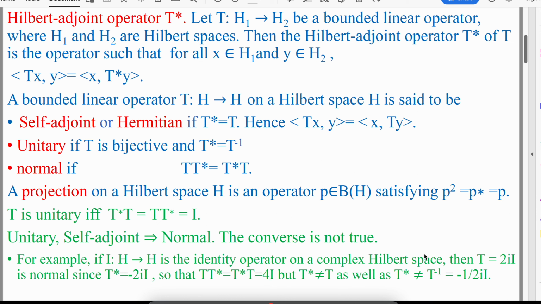But T star is not equal to T. Also T star is not equal to T inverse. T inverse means minus 1 by 2 iota I. If you calculate T star, it will be minus 1 upon 2 iota I. So T star is not equal to T inverse. So here T is a normal operator, but T is not self-adjoint because T star is not equal to T, and it is not unitary because T star is not equal to T inverse. A self-adjoint operator is also called a Hermitian operator.